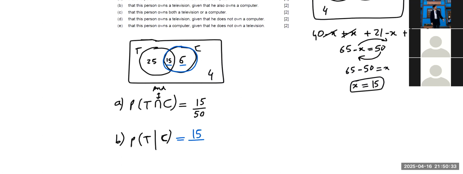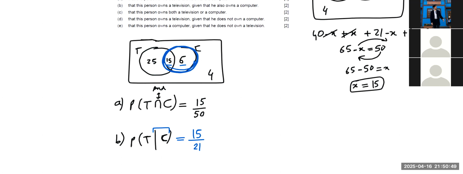Okay, so again, given that computer means I'm only talking about the circle of computer, everything that is included in the computer now. I'm not talking about 50 people anymore. I'm talking about 21.